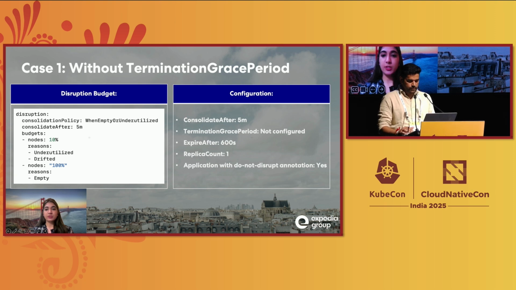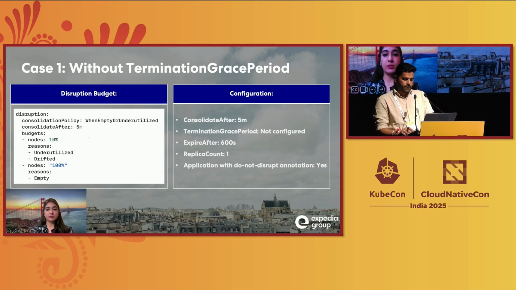We left the termination grace period unset, meaning that Karpenter uses its default behavior when terminating nodes. The expire after parameter has been set to 600 seconds, which allows the nodes to be considered expired or eligible for replacement after 10 minutes. For the workload, we deployed a single replica of the application with a do not disrupt annotation, ensuring that Karpenter respects that pod and avoids evicting it during the consolidation.